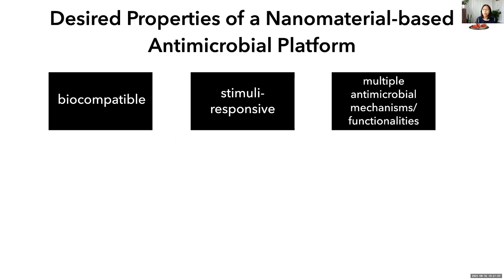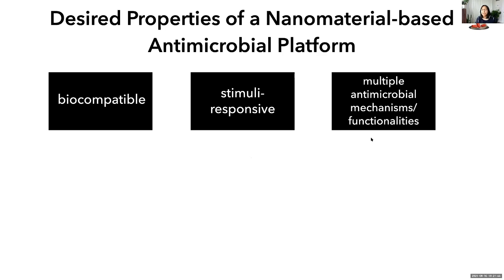So clearly, we want our platform to be biocompatible, meaning it could attack the pathogen but spares the healthy mammalian cells. And also, we want it to be stimuli responsive so that we have control over the onset of bactericidal action, for example, when we want to release the drugs. The other property, which I would say is very loaded, is that we have multiple antimicrobial mechanisms or functionalities. So this actually reminds me of what our previous speaker, Miffy Cheng from U of T, talked about. This is similar to the all-in-one, one-for-all platform.